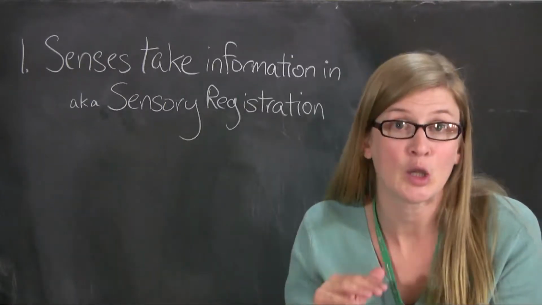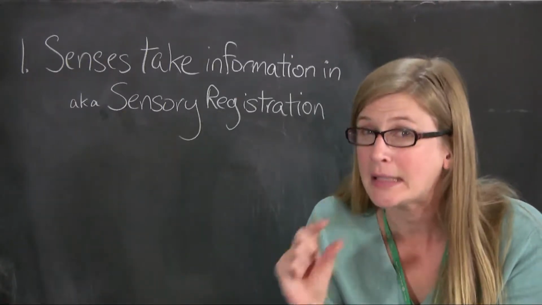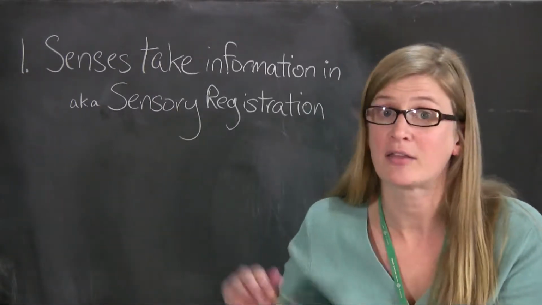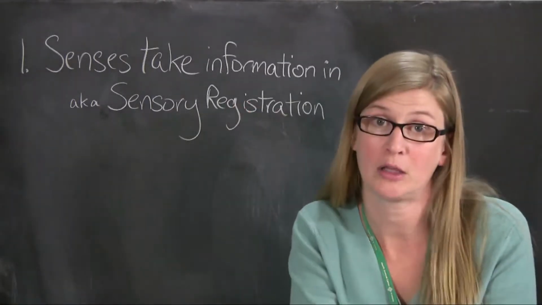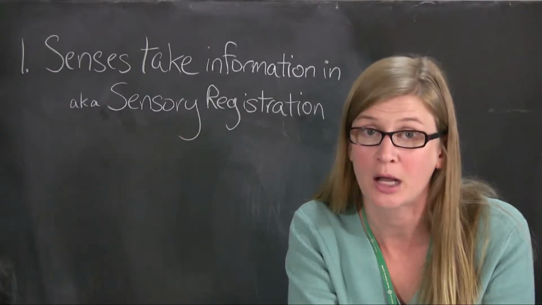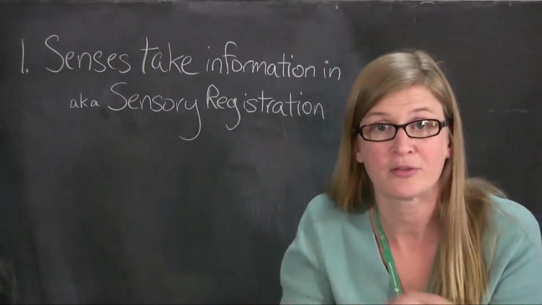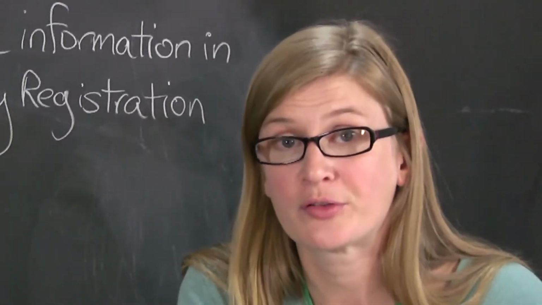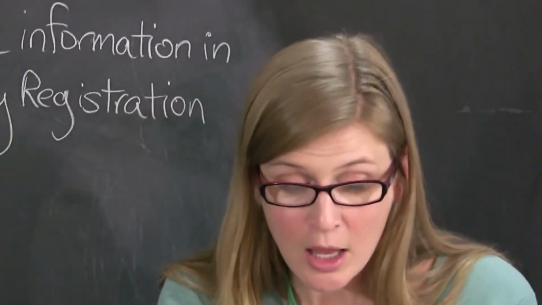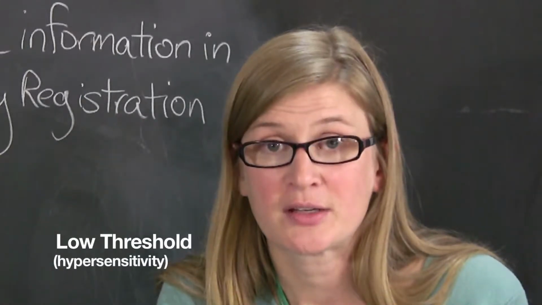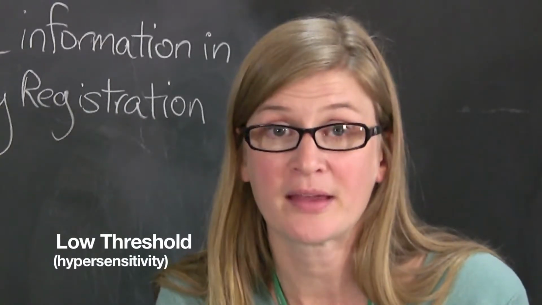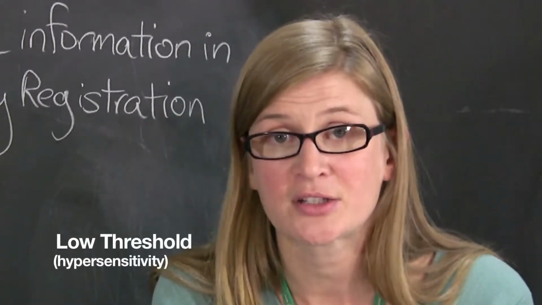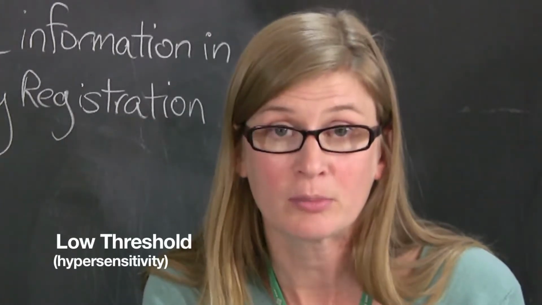If you have a very low threshold, it'll take very little of that sensation for you to notice it. As you can imagine, having either a very high threshold or a very low threshold can cause children problems. So let's talk about the 2 different kinds of problems separately. Children with a very low threshold for a certain kind of sensory information will over-notice those sensations. This is also called being hypersensitive. These children may have extreme reactions to sensations that others would perceive as normal.